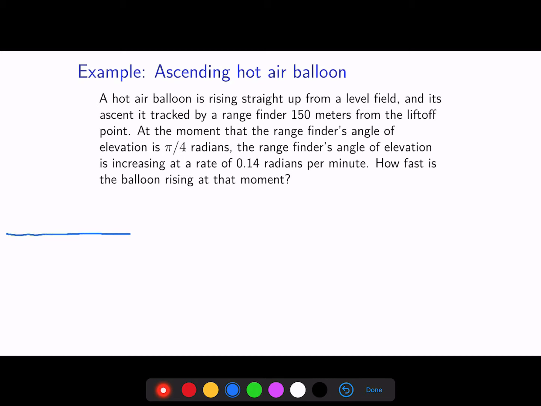We have the level ground. At one point on the level ground we have the balloon ascending. And I'll draw a cute little balloon here. At another point, 150 meters away, we have a rangefinder. And think of that as a telescope. And the telescope points at the balloon. And the angle the telescope makes with the ground, right here, that's what we call the angle of elevation. So let's say theta is the angle of elevation.